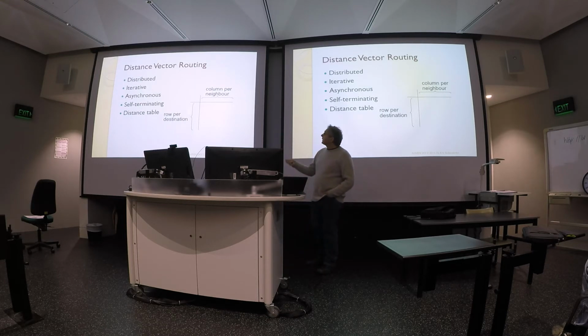Okay, so what we've got is a table. We've got a row per destination. So those are our rows. And we've got a column per neighbor. So these columns define the physical links you've got. These destinations are the other nodes or other routers in the network. So I think the point to really stress here is this is a router to router algorithm.